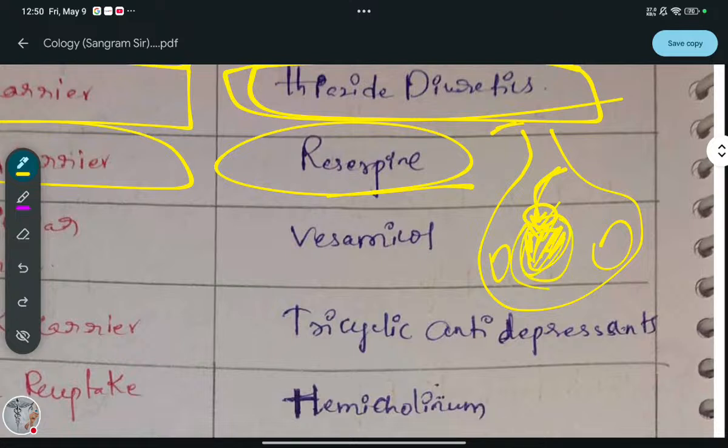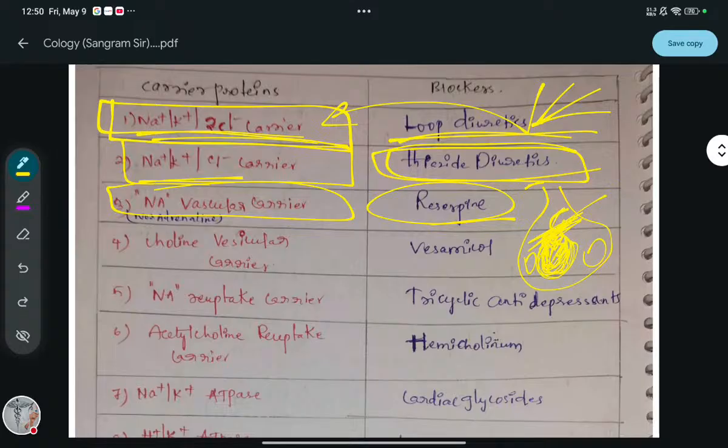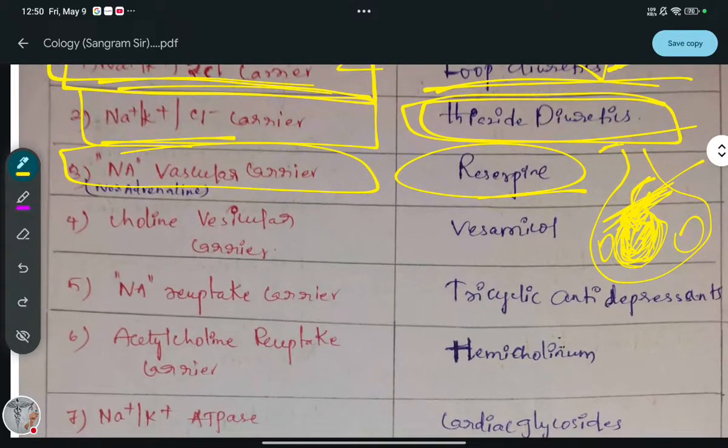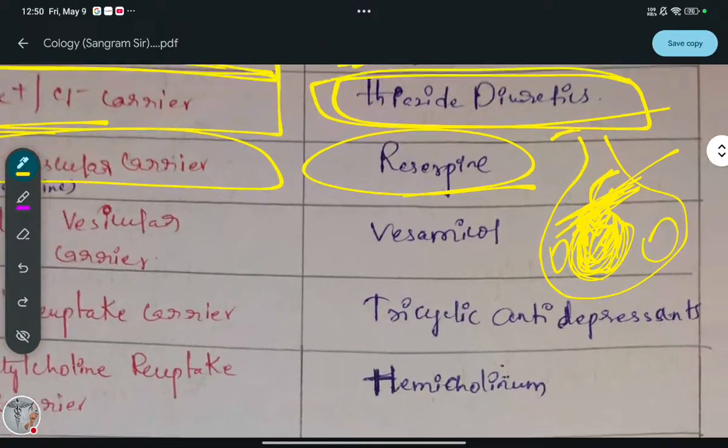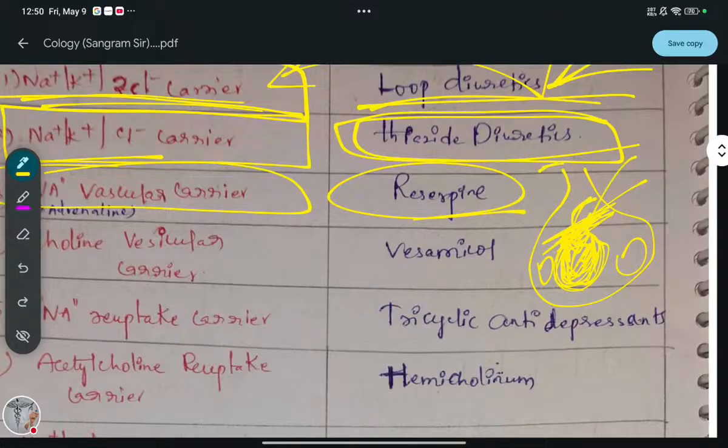After that, inside the vesicle, the dopamine will convert into noradrenaline. So when this vesicular carrier is blocked, there is no uptake of dopamine into the vesicle for noradrenaline synthesis, and this is mainly done by reserpine. So reserpine is a neurotransmitter blocker. Okay.